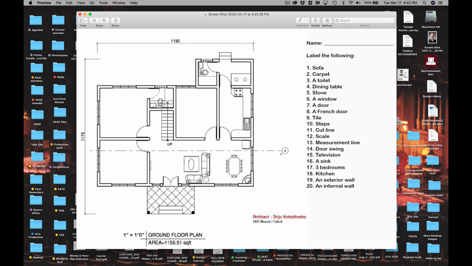That's how we read a floor plan. And hopefully this gives you a general idea of some of the language of a floor plan.